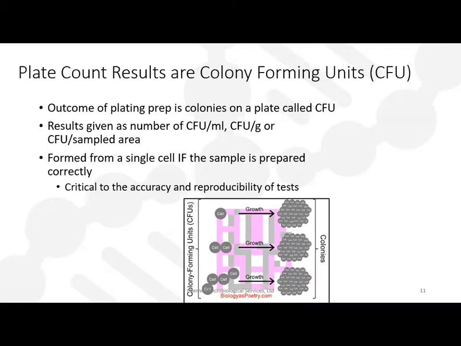So ideally it's formed from a single cell if the sample is prepared correctly. If you've done all those steps to prevent sticky cells, uneven distribution on your plate, and avoiding swarming cells, so if you've done everything correctly, ideally, your colony forming unit would stem from one single cell. And this is critical to the accuracy and reproducibility of your test.